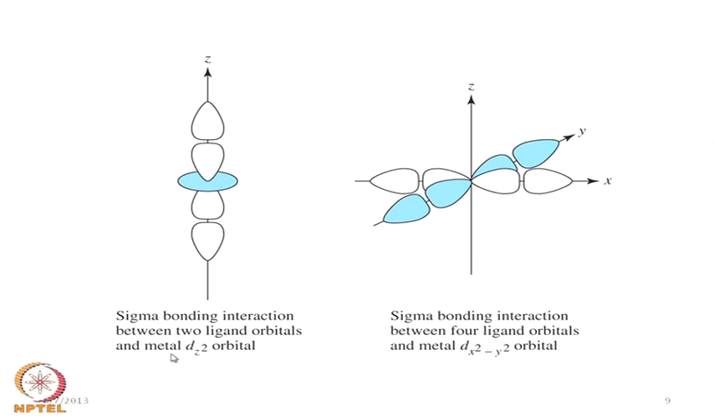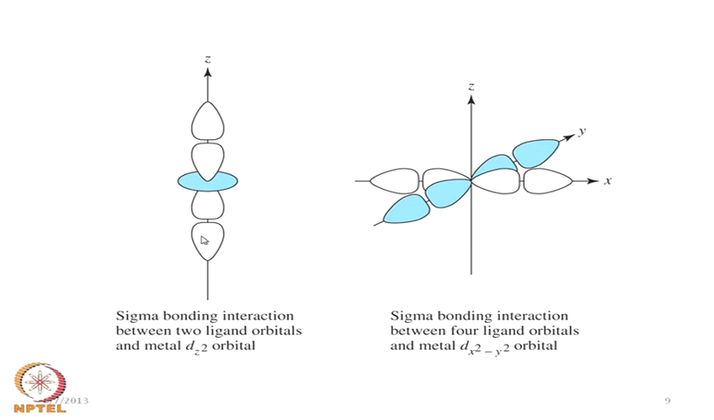So, these are the two pictorial representations which typically tell us how sigma bonding can take place, where the metal orbital, which is the typical d z square orbital having two lobes directing along the z axis. If the ligands are approaching along the z axis, we find head-on overlap between the metal d z square orbital and the ligand p z orbital. So, these are the ligand p z orbitals. These ligand p z orbitals are also facing the z direction.